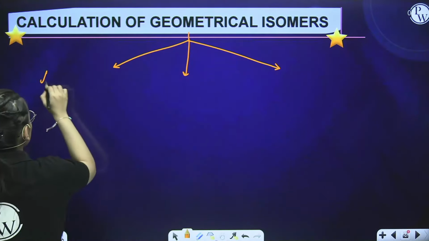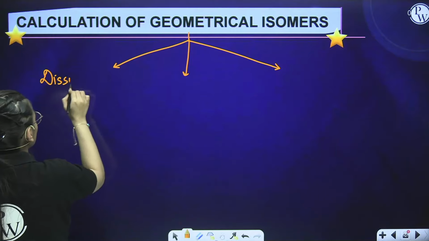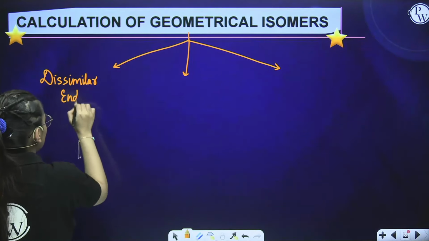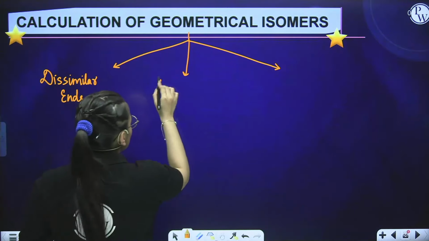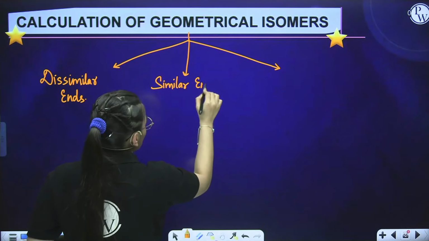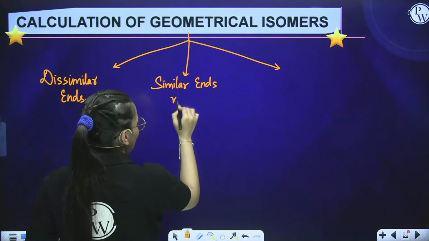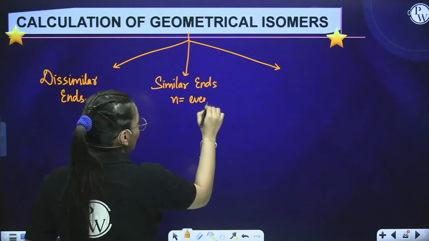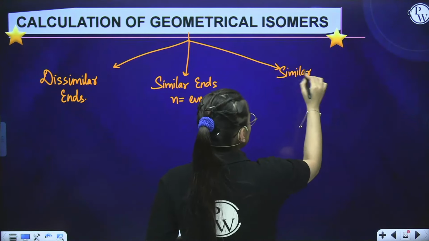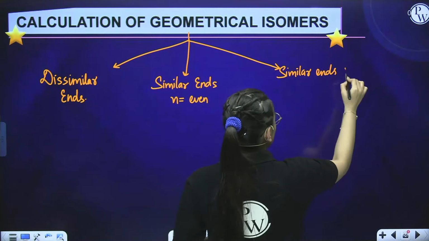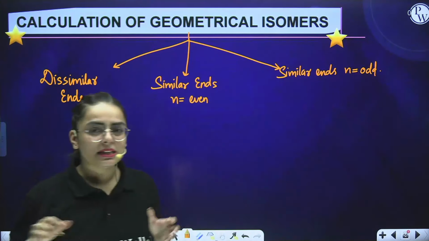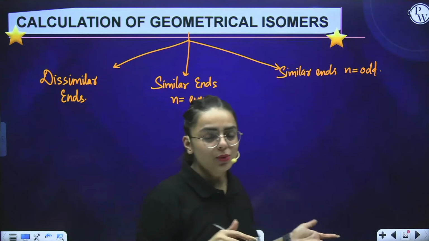Number first is when dissimilar ends are present. Other one is when similar ends are present. And in similar ends, when n is equal to even, while in similar ends, only when n is equal to odd. Now, what do you mean by similar ends or dissimilar ends? I will tell you in the upcoming cases.